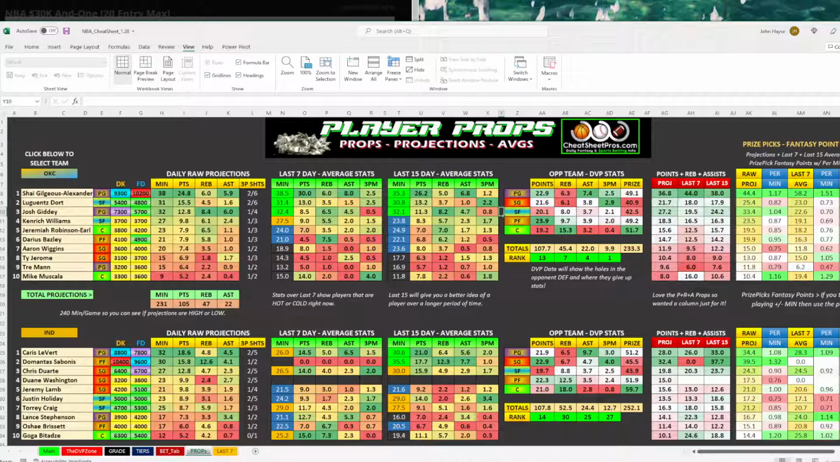For example, let's look at one. So Alexander, he's projected at 24.8 points. The last 7 days, he's been averaging 30 points. So that's one we would want to go take a look at his game logs. Over the last 15 days, he's been averaging 26.2 points. Your last 15-day average is averaged over more games, obviously, so it's going to be a little bit closer. But I like the last 7 days because it really makes players pop, so I can go look at them and find the huge discrepancies and differences.